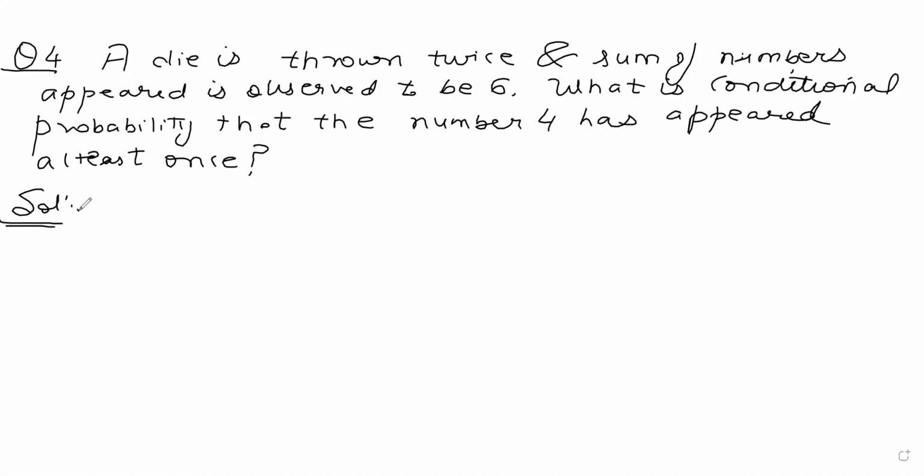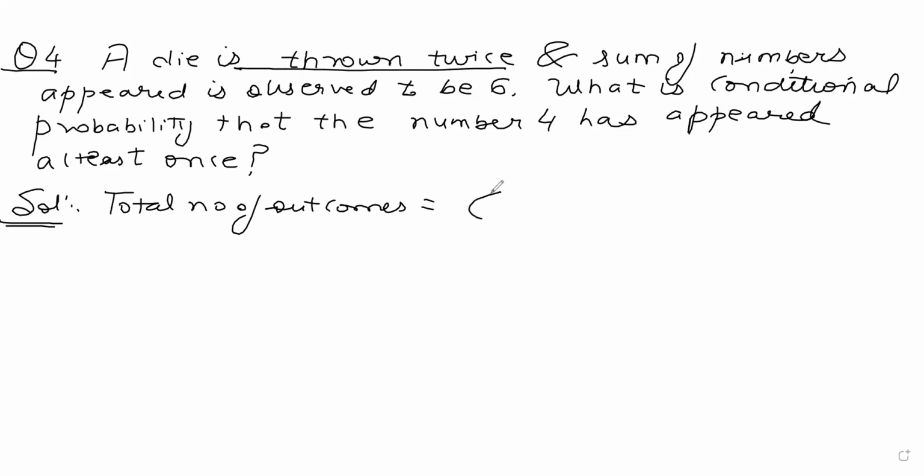So let's read the question and then we can solve it. A die is thrown twice. So what are the total number of outcomes? Remember, when it comes to a die, total number of outcomes is 6 to the power n, where n denotes the number of times the die is tossed. In this case, a die is thrown twice, so it's 6 to the power 2, which is 36.